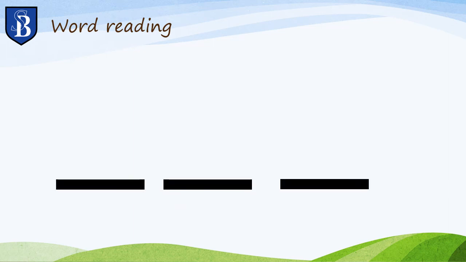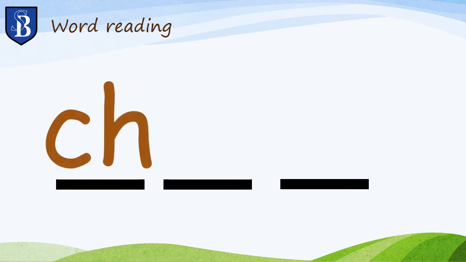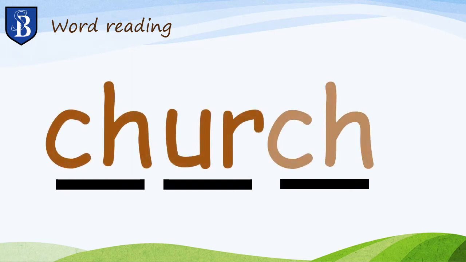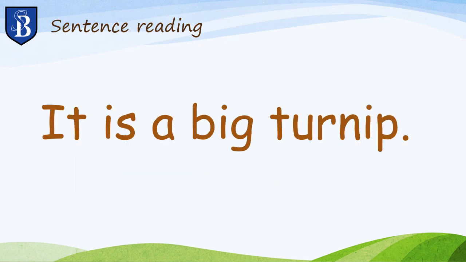This one looks different from the rest. What's different about it? That's right, it doesn't have any sound buttons, it just has 3 sound lines. All of these sound lines are going to be for digraphs. So how many letters is this word going to have? Well done if you said 6. It's going to have 3 digraphs. Ch, ch, church.